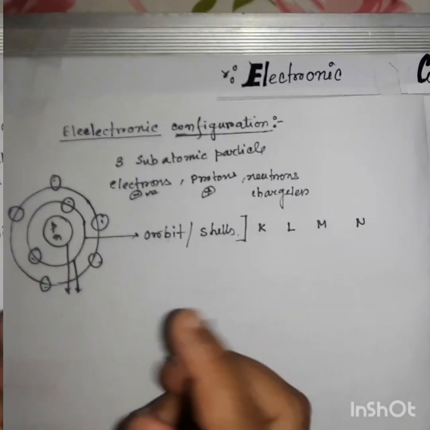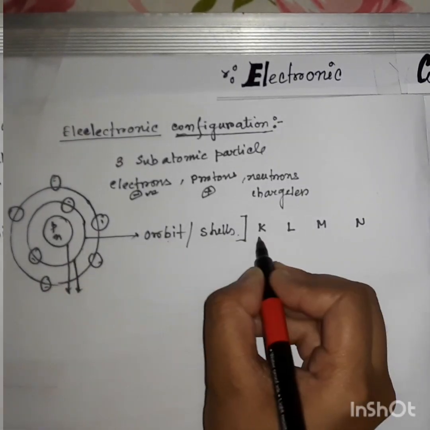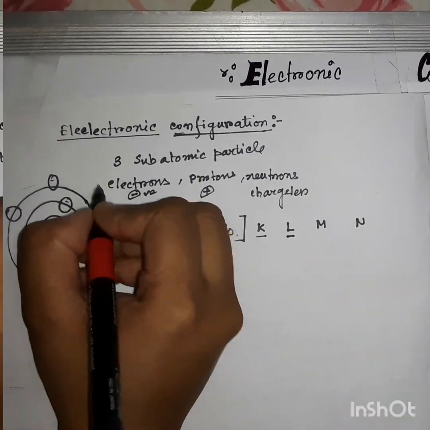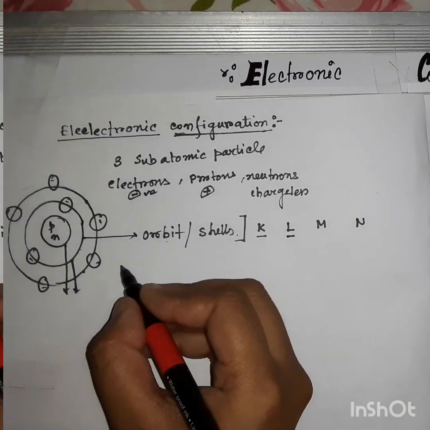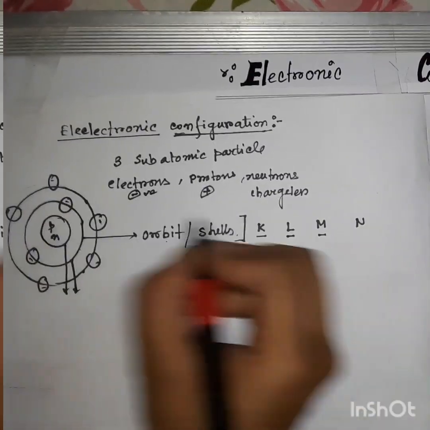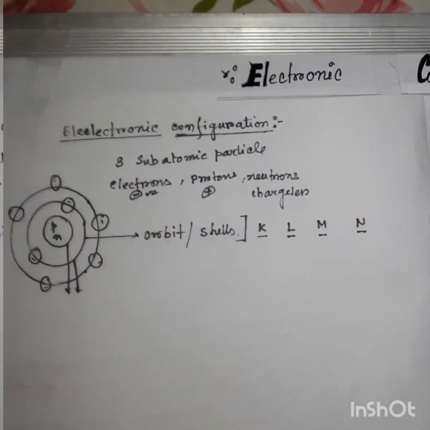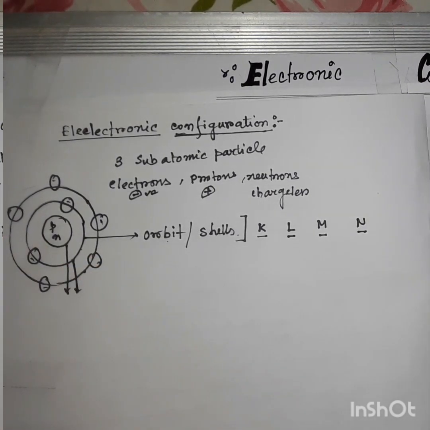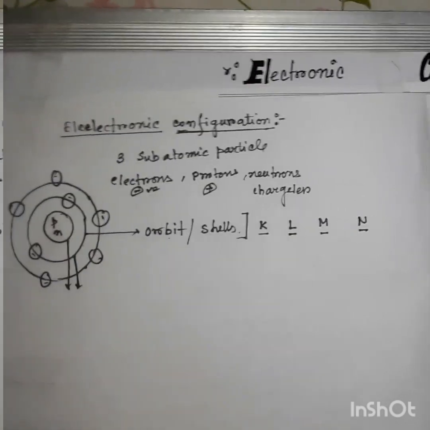Now these circular paths are known as orbits or shells, and their names are K, L, M, N accordingly. That is, the first path is known as K, the second path is known as L, the third path will be known as M, and the fourth path will be known as N. As we discussed very briefly, we will directly come to our main part.